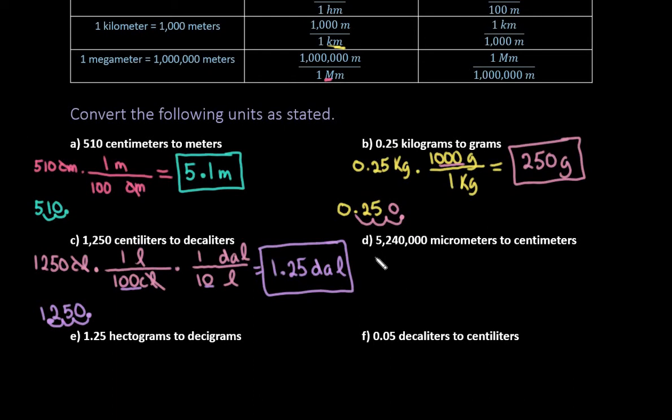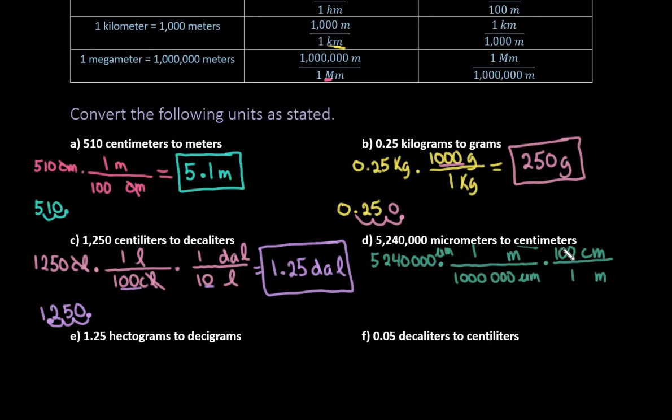Okay, moving into the next one. This time we're given micrometers. I have 5,240,000 micrometers, and I want to convert it to centimeters. The first thing that I'm going to do is divide by the 1 million micrometers, and I forgot my units. I'm going to convert to meters. So 1 meter is equal to 1 million micrometers. Then, because I'm going meters to centimeters, 1 meter is equal to 100 centimeters.